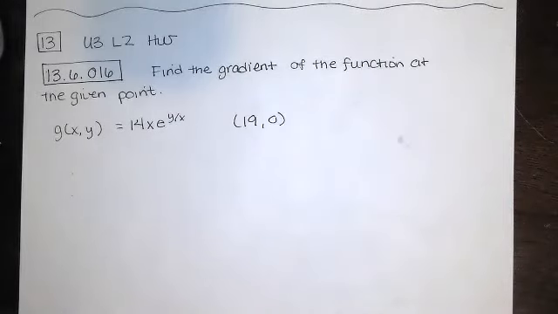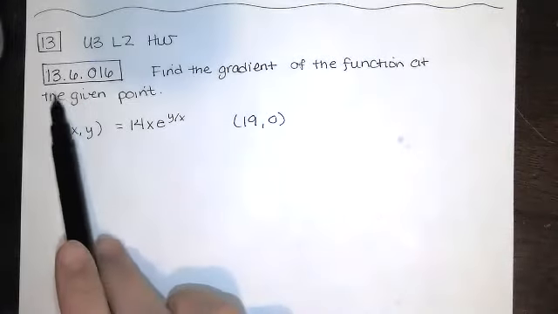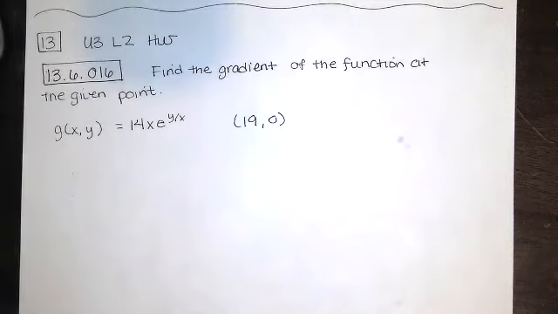This is a homework question from the Unit 3 Lesson 2 homework assignment. It's number 13 on one of your classmates' homework. The question ID is 13.6.016 from the Larson and Edwards Calculus Early Transcendental Functions textbook.